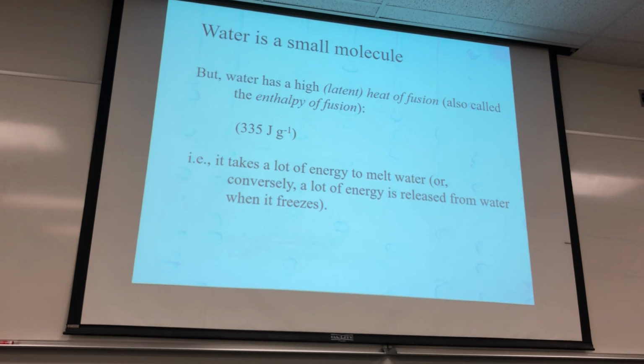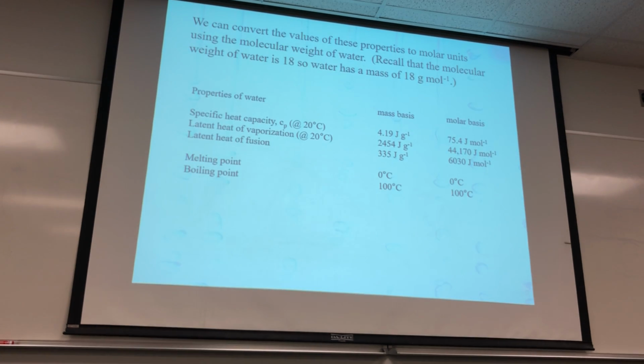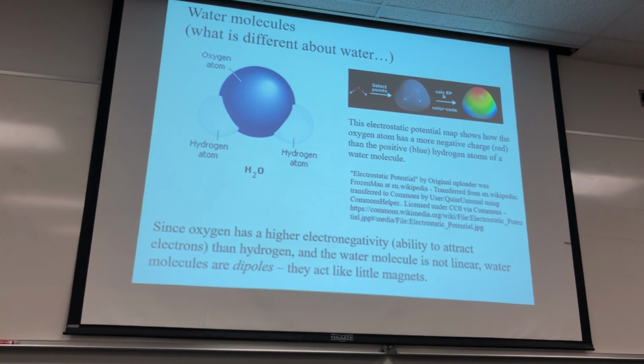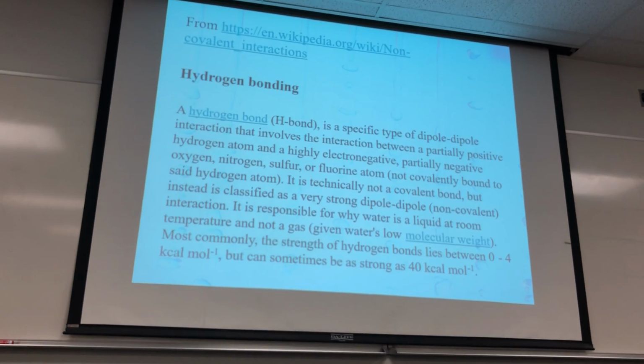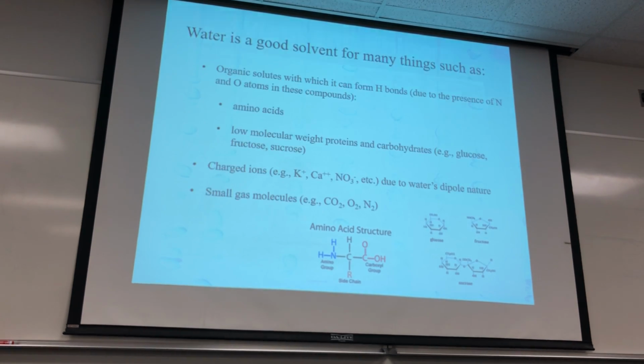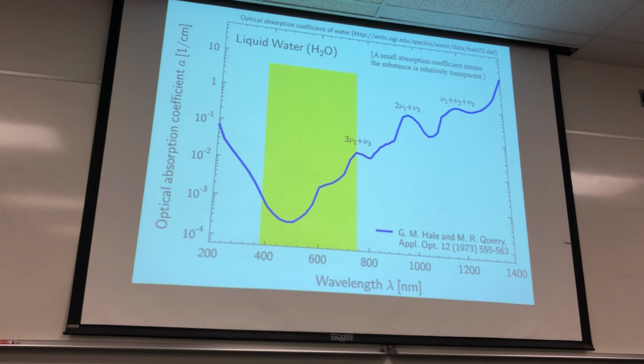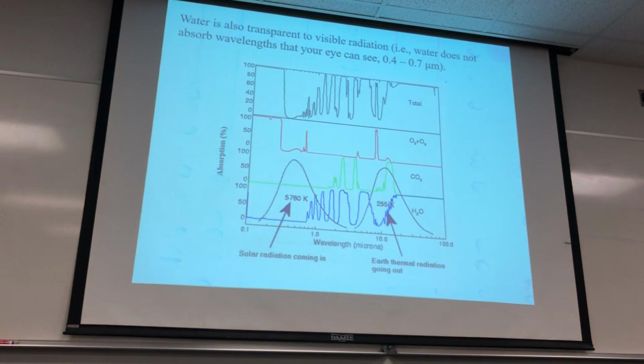Latent heat of fusion, it releases a lot of energy when it changes state from vapor to liquid. And that's due to the hydrogen bonding between molecules. Oh yeah, this is another property of water that's very important for plant functioning.